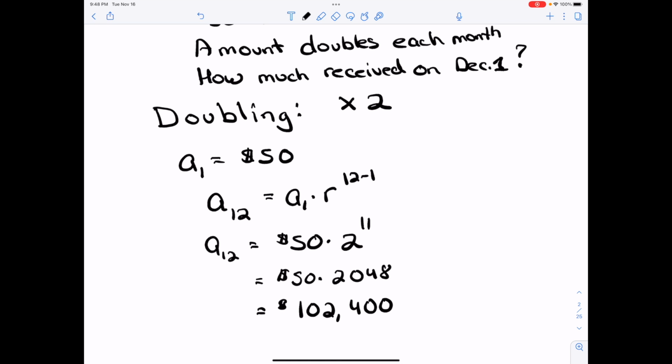Because we're starting with $50 the first month, but we're not doubling it yet. We start doubling it the second month. So it's only for 11 months that we actually do the doubling. So that's why 2 is only raised to the 11th power and not the 12th power. You initially started with $50 and you times by 2 to get the second month. Then you times by 2 again to get the third month. Then you times by 2 again to get the fourth month, and so on. So you end up timesing by 2 11 times in order to see what you get on the 12th month.